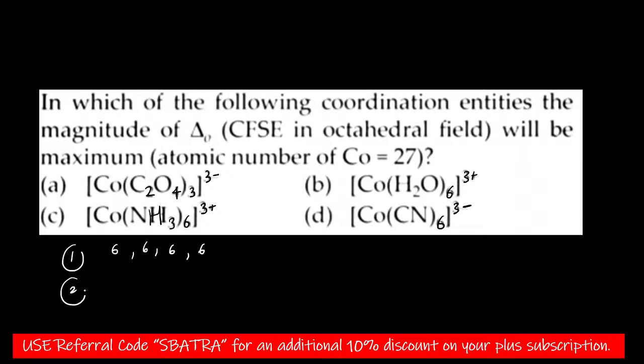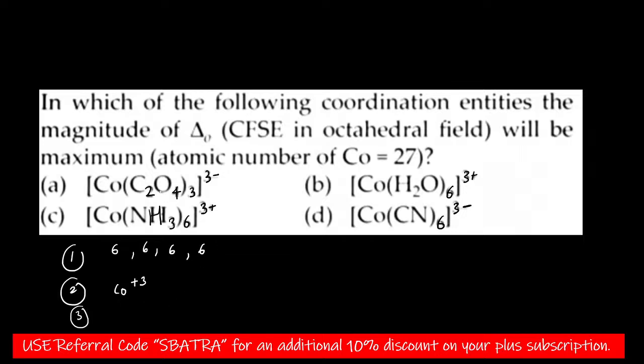Second step is we have to find the metal oxidation state. The metal is the same, that is cobalt, and the oxidation state is also the same, that is +3. Now, if your metal is the same and the oxidation state is the same, the next step is to check the strength of ligands. This is basically the last step. First you check the coordination number, then the metal and its oxidation state, and the last step is the strength of ligands.